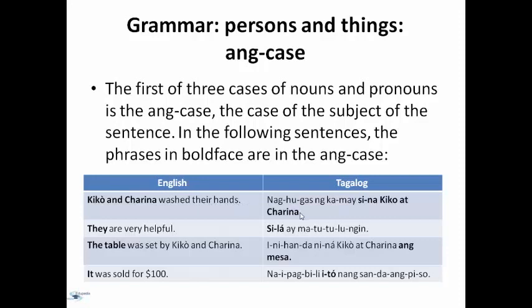Sa Tagalog, we have, naghugas ng kamay sina Kiko at Karina. They are very helpful. Sila ay matulungin. The table was set by Kiko and Karina. Inihanda nina Kiko at Karina ang mesa.